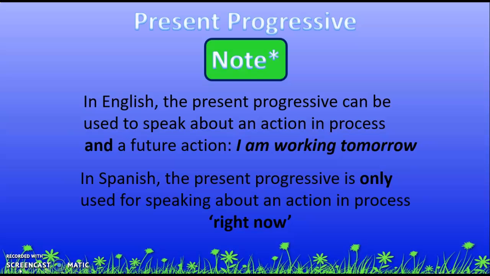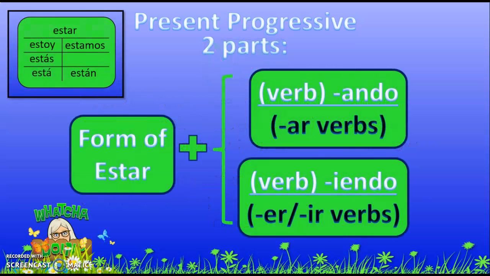So just to wrap up, remember the present progressive has two parts. You need a form of the verb estar, and you need a second verb, and then you need to replace the AR, ER, or IR with ando or yendo in order to say what you are doing at the moment, ahora mismo.